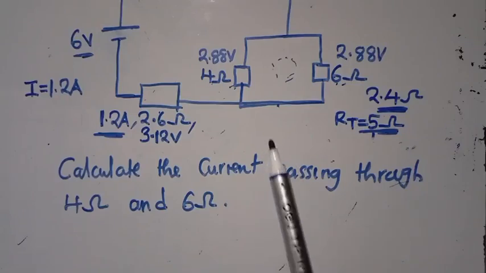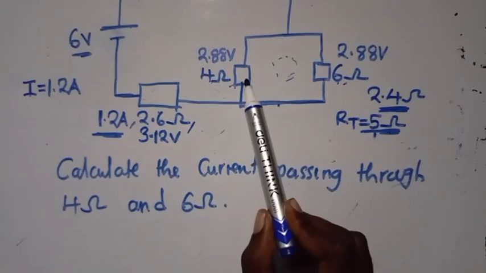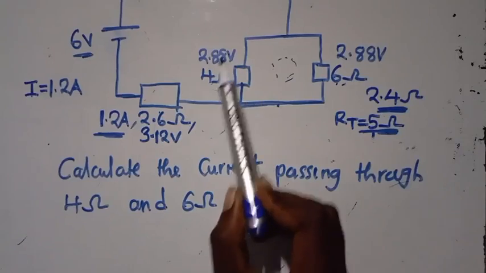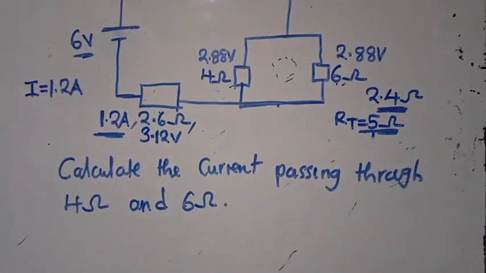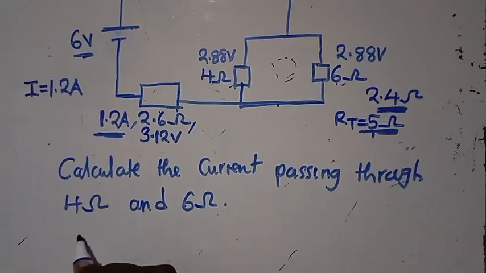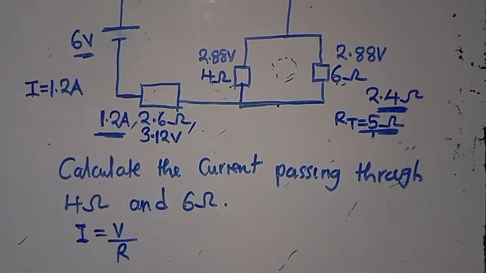But how can you find the current that is passing through here? You already have this data. The data is already given. Current at 4 is 11.32. Let us see. Current is equal to voltage over resistance. This is the formula.